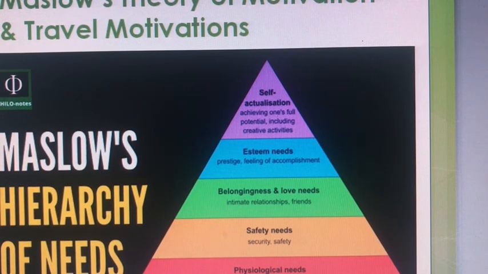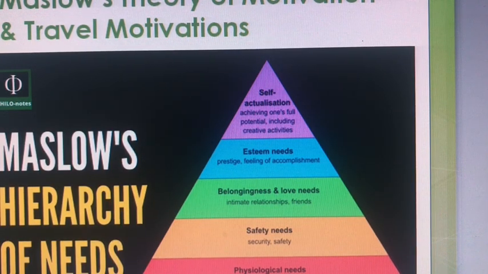Kaya siya tinawag na hierarchy kasi from bottom maakyat tayo to higher level. Okay? So hanggang sa ma-achieve na natin yung pinaka-top. So Maslow named the first set of motives as physiological needs. Yung pinakababa, yung nasa red. Okay? So that is the physiological needs.